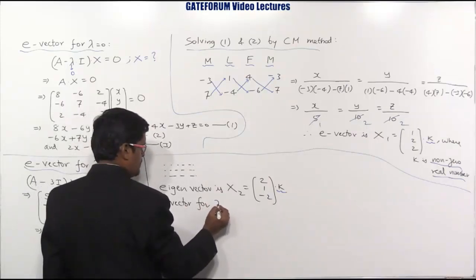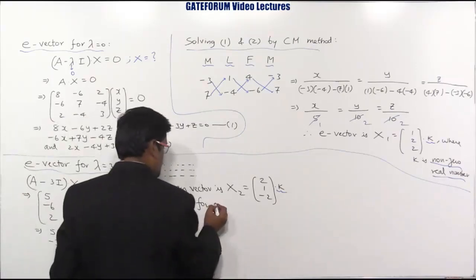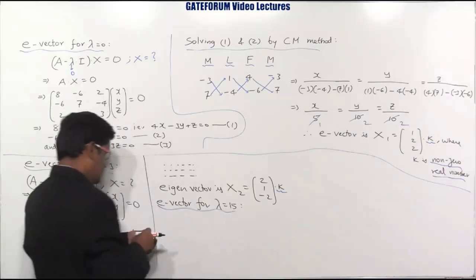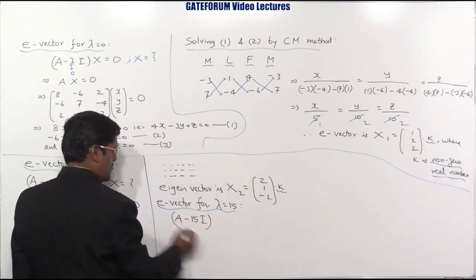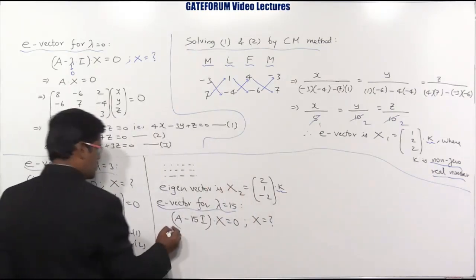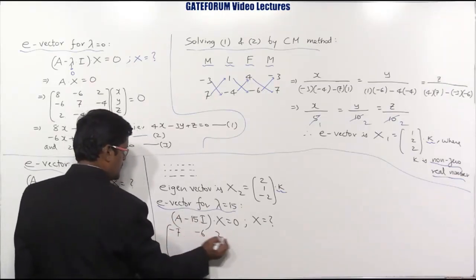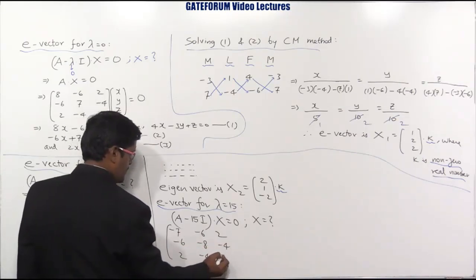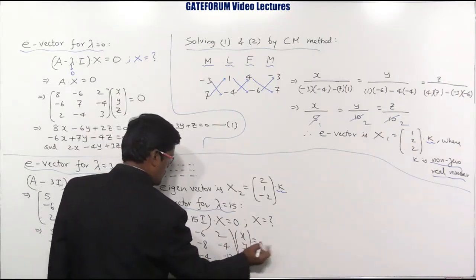Lambda is equal to 15. So A minus lambda I now simplifies to A minus 15I into x equal to 0. You are going to find x is equal to question mark. So subtract 15 from the diagonal elements of the matrix A. Minus 7 into x, y, z is equal to 0.